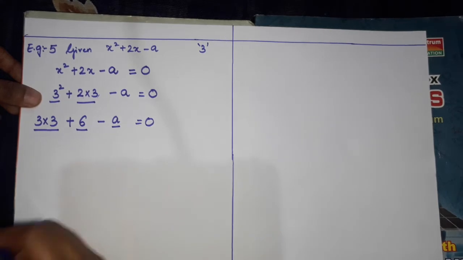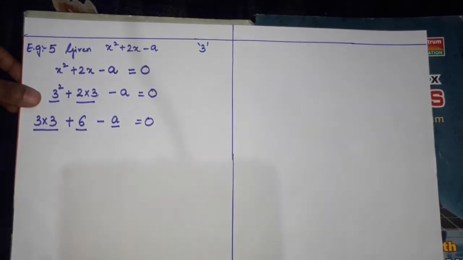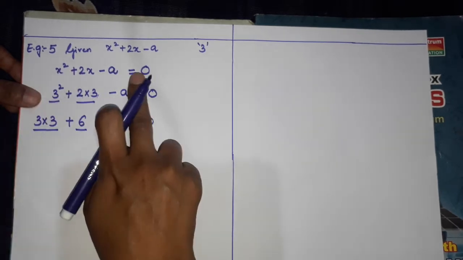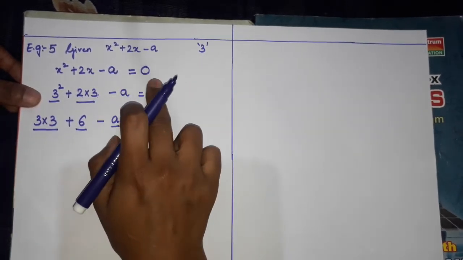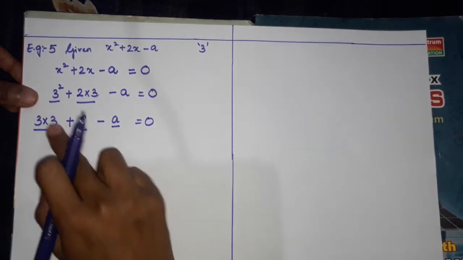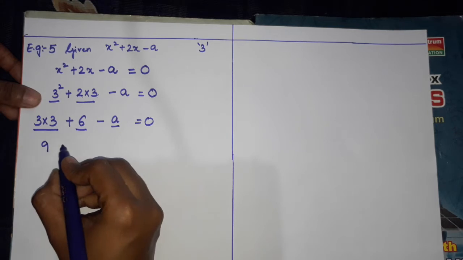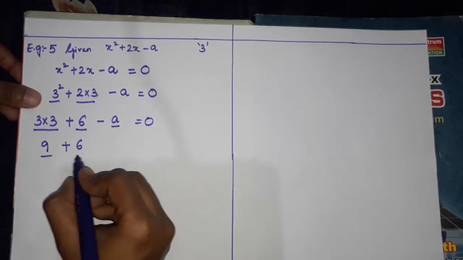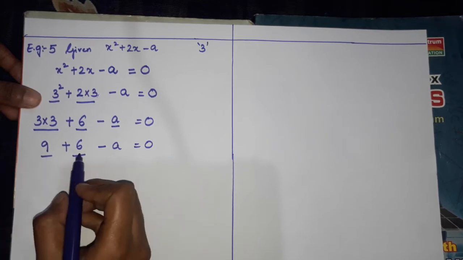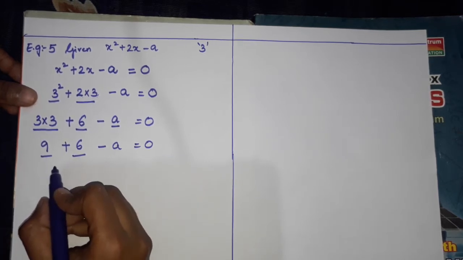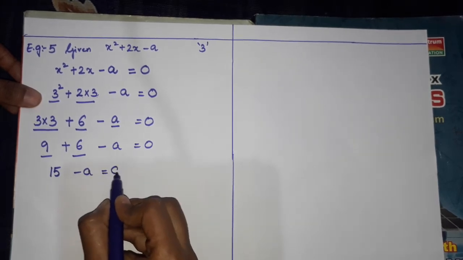Equals 0. Whenever they ask you to find a, b, z, x, anything, what do you have to do? If they say 3 is a 0 polynomial, that's why I have written equals 0. Then we have to substitute the 3. Now 3 3s is 9. 9 plus 6 minus a equals 0. Now 9 plus 6 is nothing but what, children? It is 15. Minus a equals 0.